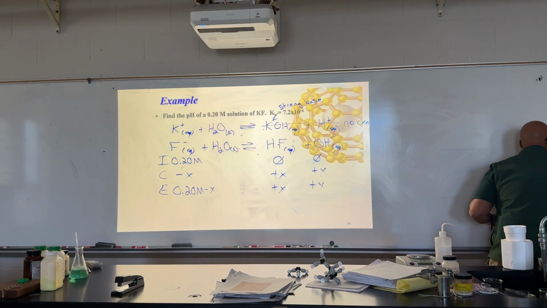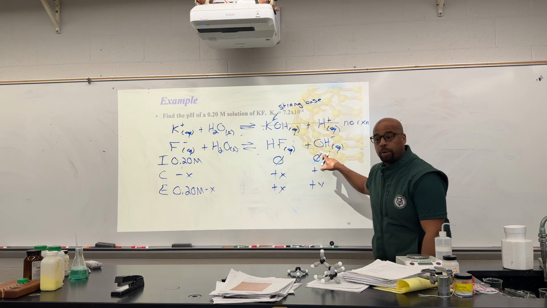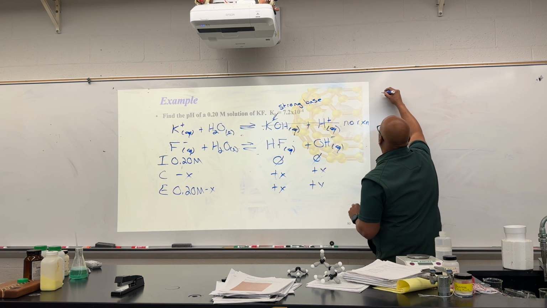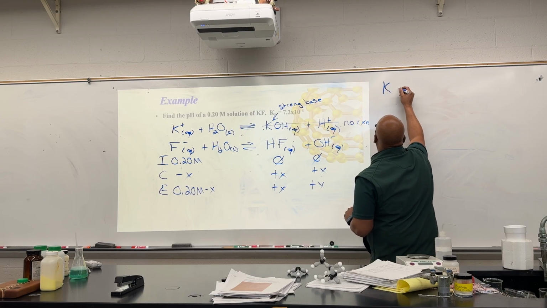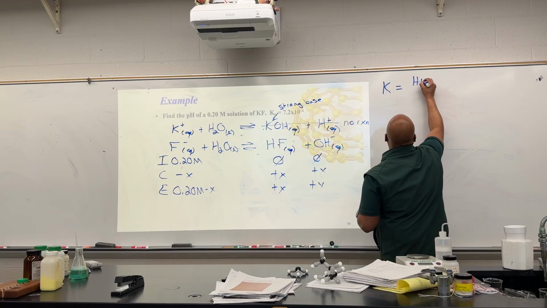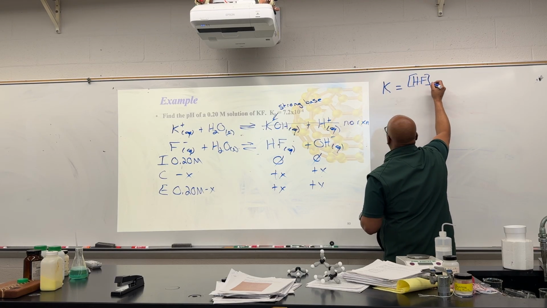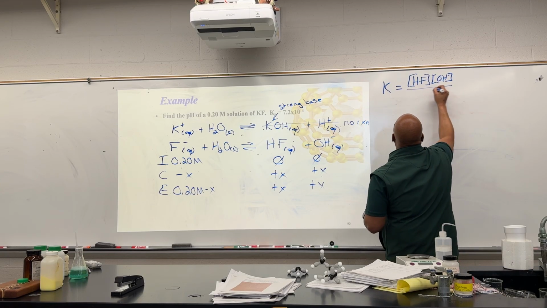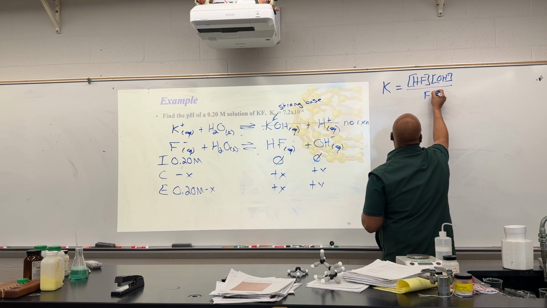Now I'm going to come down here and write my equilibrium expression, because once again, AP is going to give me 1 point for writing it down. So K is equal to products over reactants, everybody raise their coefficients, no solids, no liquids. So I've got HF, OH minus, divided by the F minus concentration.